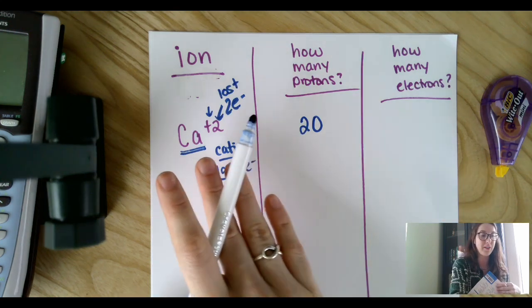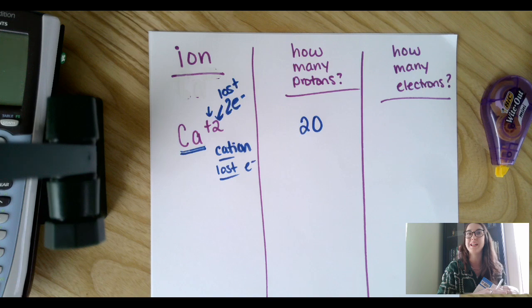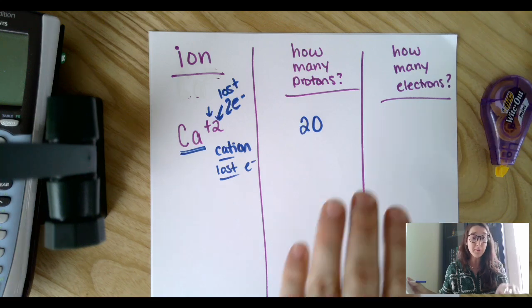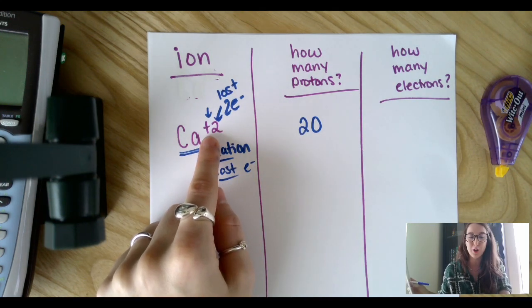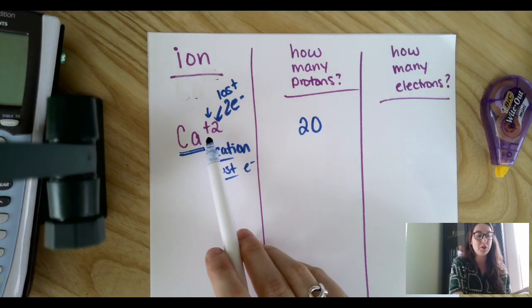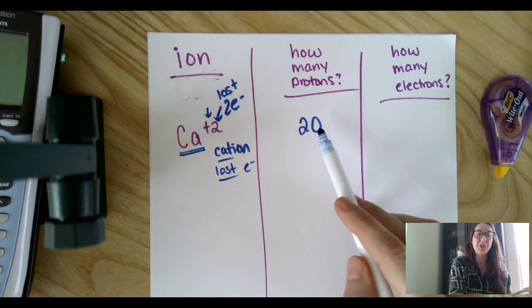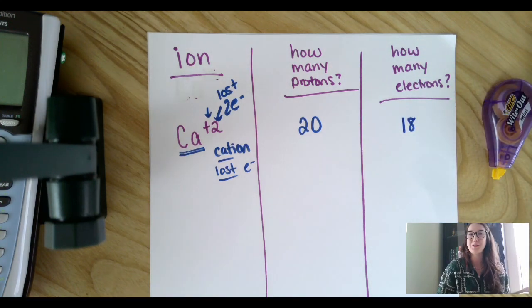Again, it doesn't matter that it's an ion. Calcium has 20 protons, always and forever. That is the identity of a substance. That doesn't change. Electrons, though, if this atom were neutral, it would have 20 electrons as well. But we know it doesn't because it has a plus 2 charge. So if calcium is a plus 2 charge, lost 2 electrons, and normally it would have had 20, then I need to do 20 minus 2, and that will give me 18 electrons, okay?